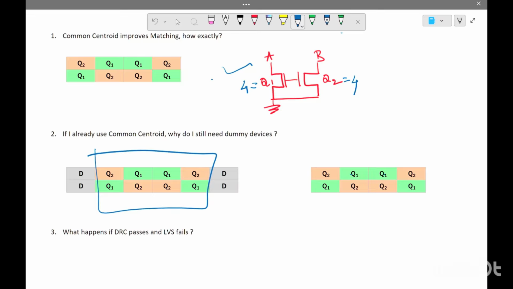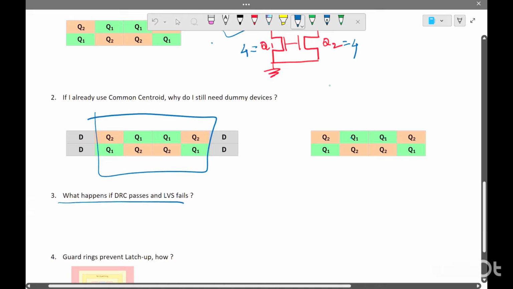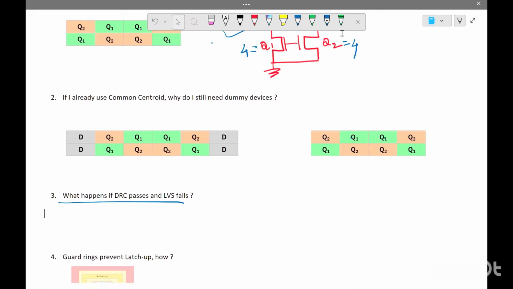The third question is, what happens if DRC passes and LVS fails? For this particular problem, DRC is just design rule check. It checks only the physical rules, not the functionality. Whereas LVS means layout versus schematic. It checks the connectivity and device mismatch. So the circuit will not work if there is a device mismatch or a connectivity problem.